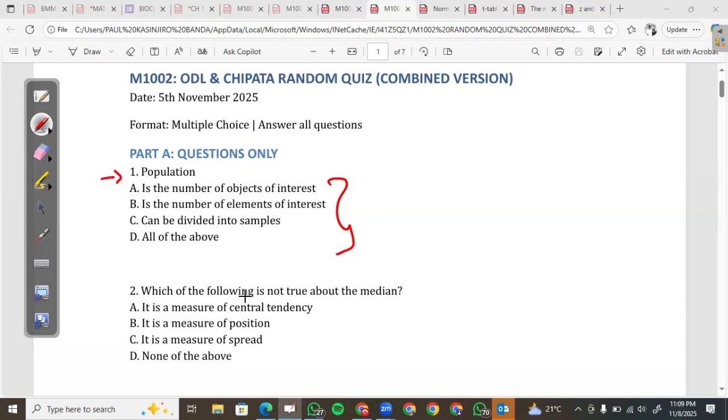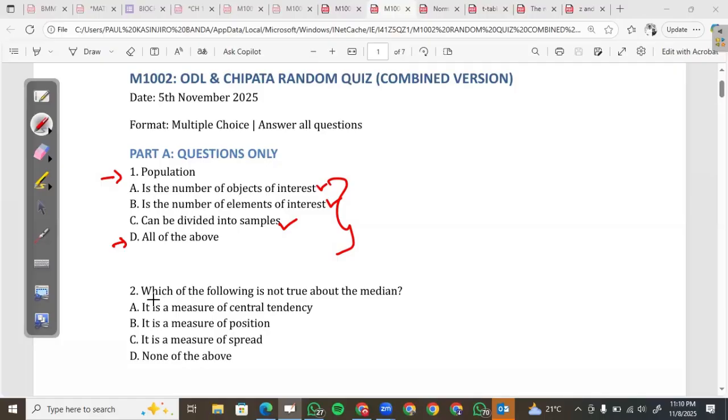D, all of the above. Yeah, so all these here tick what a population is. It's the number of objects of interest, yes. It's the number of elements of interest, yes. Can be divided into samples, yes. So the best option there will be all of the above. So that's what you choose as your answer there.